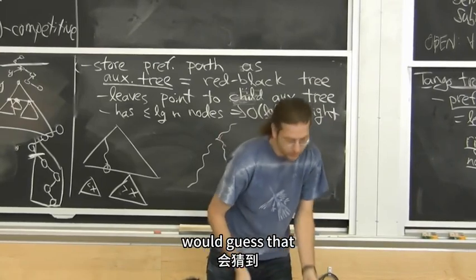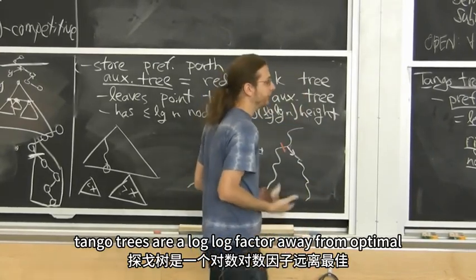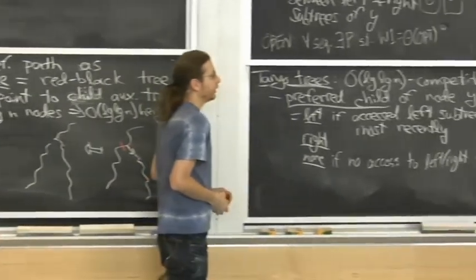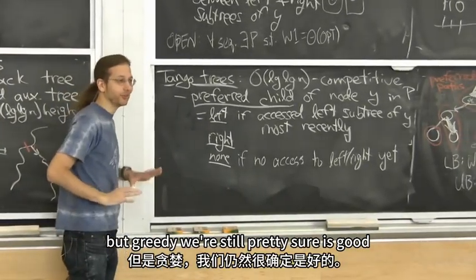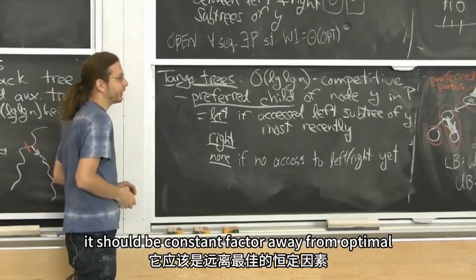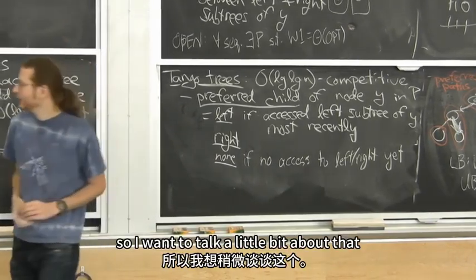I would guess that Tango trees are a log factor away from optimal, though we don't know that for sure. But greedy, we're still pretty sure is good. It should be constant factor away from optimal. So I want to talk a little bit about that.